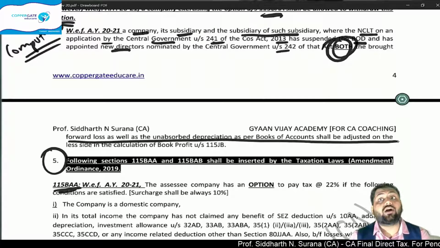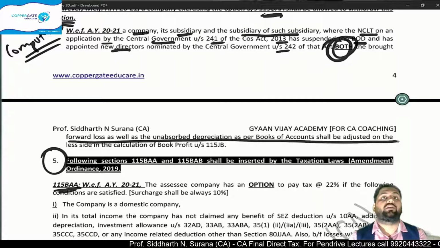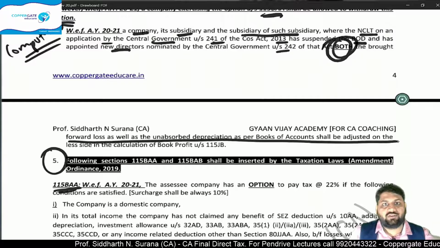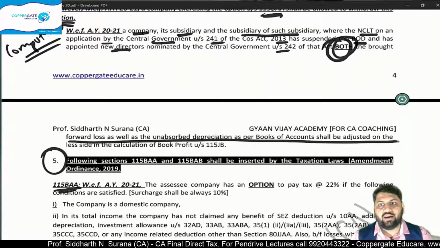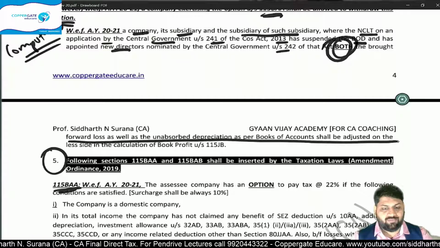So if a company's board of directors have been suspended or new have been appointed for that company, for a subsidiary of that company or for a subsidiary of subsidiary, brought forward loss plus UAD, and company applying for insolvency and the insolvency application has been accepted, that company also, we know that the brought forward loss as well as UAD both will be subtracted.